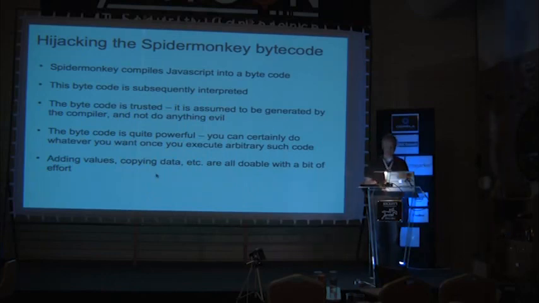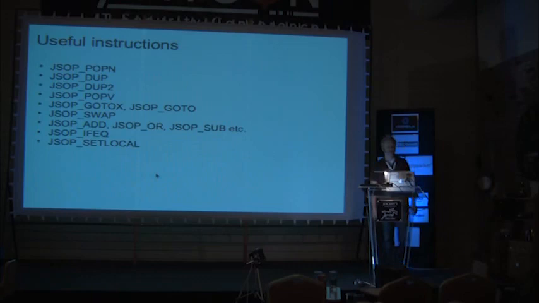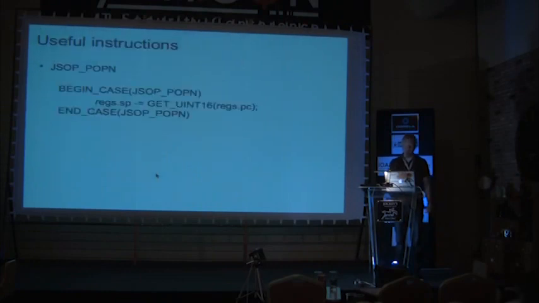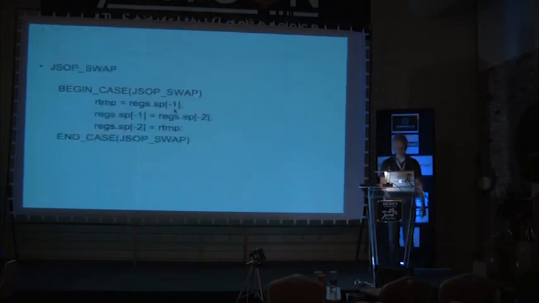You can add values, you can copy data, and so forth. So a few examples of instructions in the JavaScript bytecode: you've got popn, dup, goto, swap, and so forth. So let's look at popn. Popn will adjust the stack pointer of the simulated stack machine by a 16-bit value that you obtain from the bytecode. So you can start shifting the stack pointer around in memory arbitrarily. There's no range checking whether you're staying within range. Swap instructions take stuff on the stack and swap them around. So now we can move a pointer through memory and swap values.